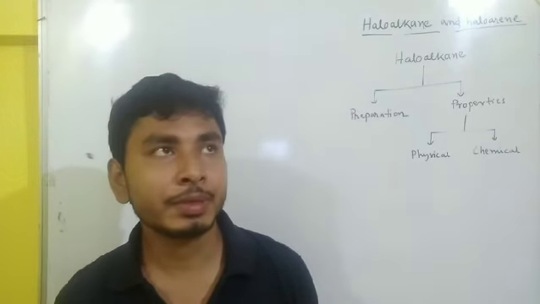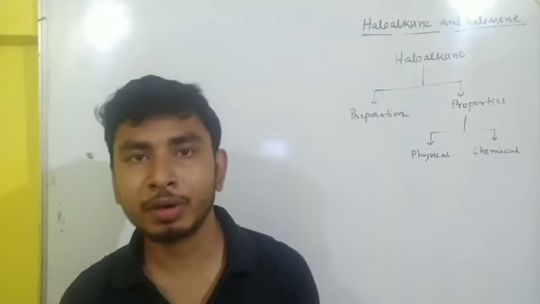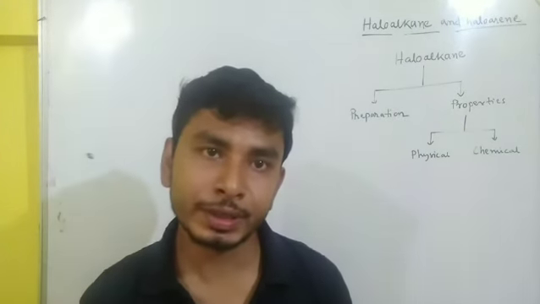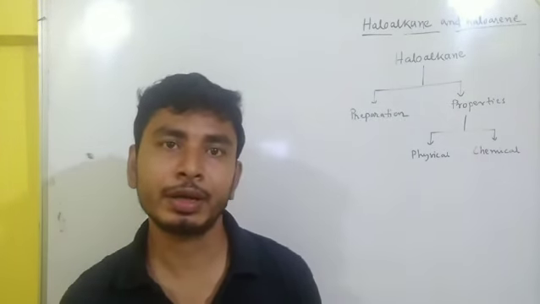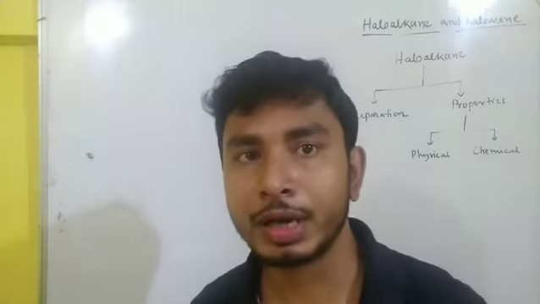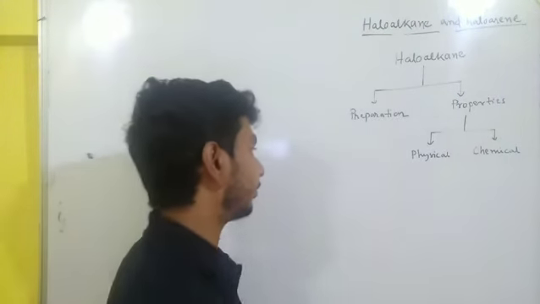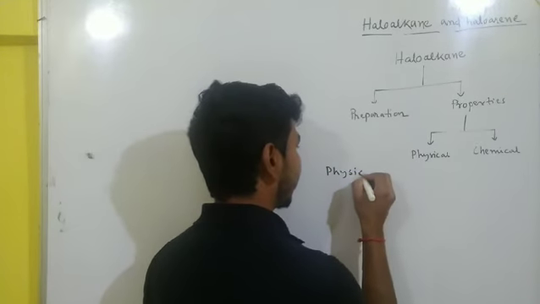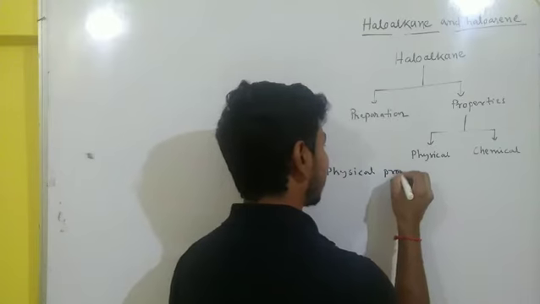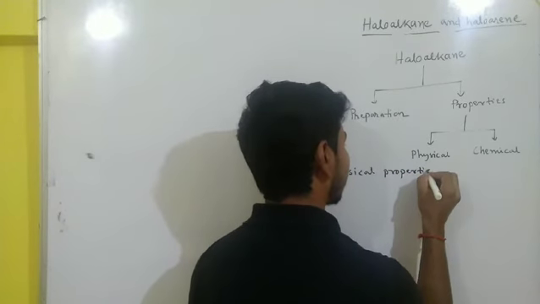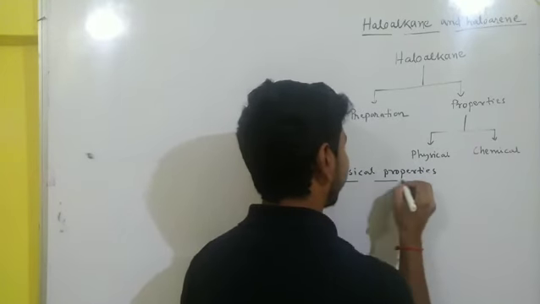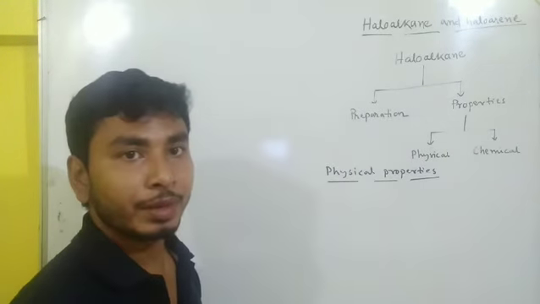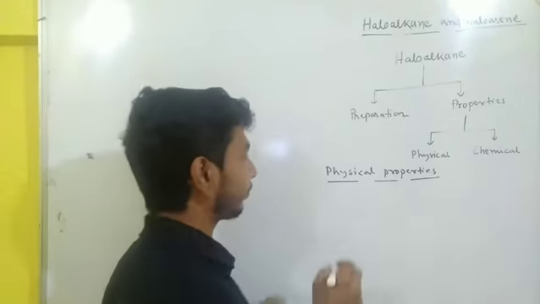The physical properties means the boiling point, melting point, solubility. These fall under the physical properties. And after physical properties, we will discuss the different chemical properties. So let's start with the physical properties. Now in physical properties, we will discuss the boiling point.